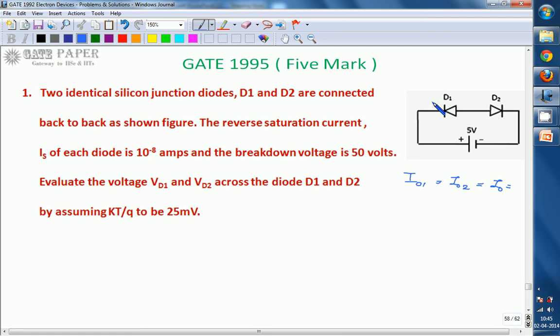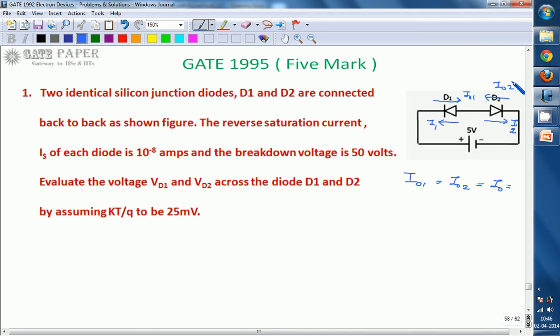So for D1, if it is forward bias, the current flows from P to N and that is indicated as I1, and the reverse saturation current in D1 flows from N to P, which is indicated as I01. In case of D2, the forward current, if it is forward bias, flows in this direction from P to N, that is I2, whereas the reverse saturation current flows in this direction from N to P, which is I02. So these are the forward currents and reverse saturation currents based on their conditions.